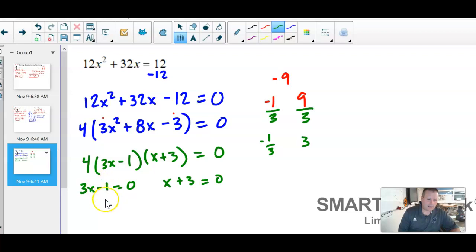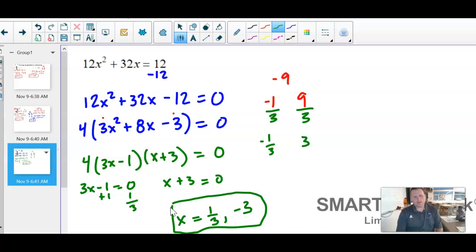On this one, I'm going to add the 1 over and then divide by 3. So this will give me 1/3. And for this one, I'm just going to minus 3 over, which will give me negative 3. And those will be my answers right there.